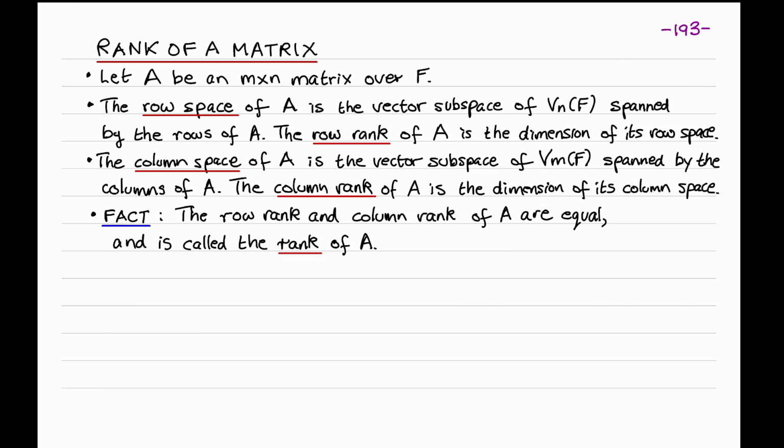Let A be an M by N matrix over a field F. The row space of A is the vector subspace of Vn of F, spanned by the rows of A. The row rank of A is the dimension of its row space. The column space of A is the vector subspace of Vm of F, spanned by the columns of A. The column rank of A is the dimension of its column space. A fundamental fact is that the row rank and column rank of a matrix are equal to each other, and that's called the rank of the matrix.